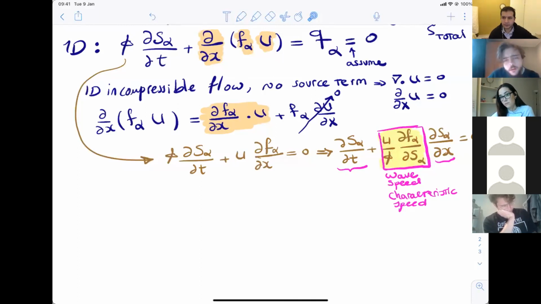Is wave speed and characteristic speed the same? For this specific case, they are the same. Characteristic speed actually has the meaning of the derivative of the flux with respect to the conserved quantity. The way that I have reformulated everything, the two are actually the same.